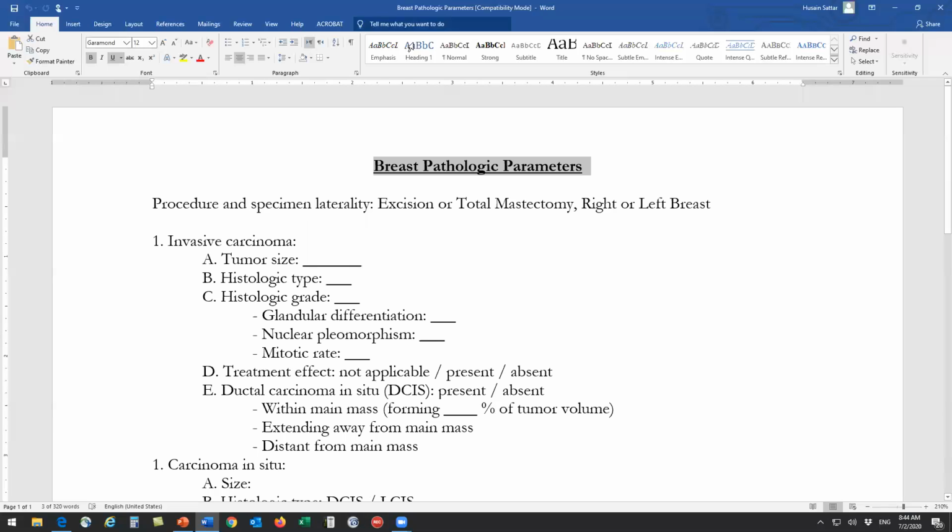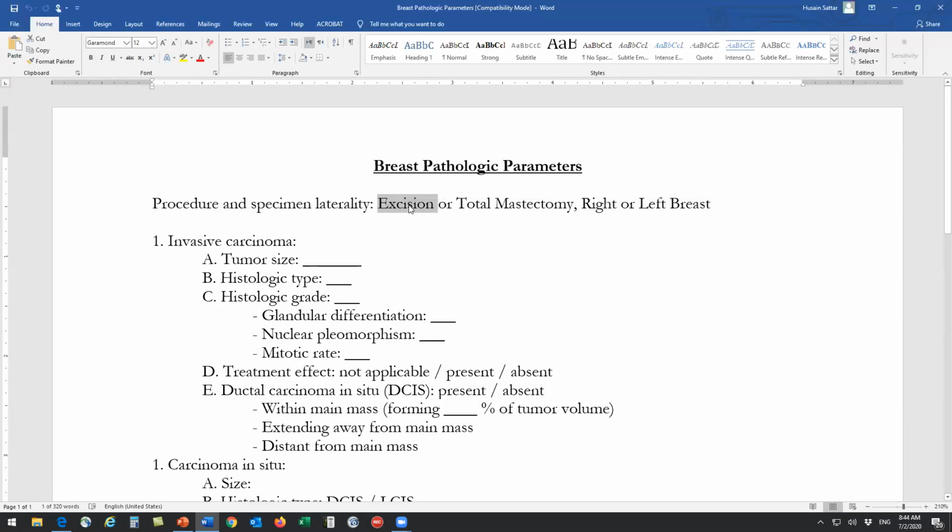All right, so we're going to start with procedure and specimen laterality. You have two choices, and we don't add a third: either excision or total mastectomy. We don't have to worry about, is it a skin-sparing mastectomy? Is it a modified radical mastectomy? Is it a nipple-sparing mastectomy? We don't need that data. We just say excision or total mastectomy, excision being anything less than a mastectomy. And then we say right or left breast.